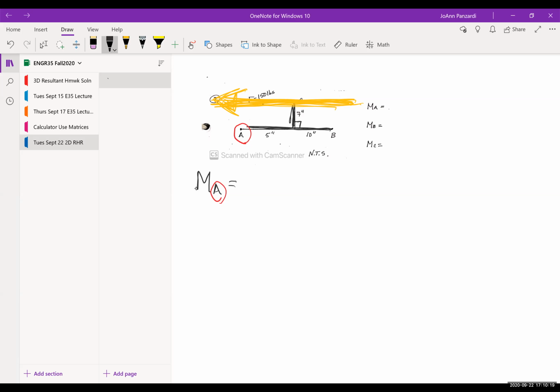Would that be 7? Correct. So let's set this up. We're trying to find the moment about point A. It's the absolute value of the force, which is 150, times the absolute value of the perpendicular distance. This 7 inches here is also here. This is 7 inches. Because you could put a string on it.